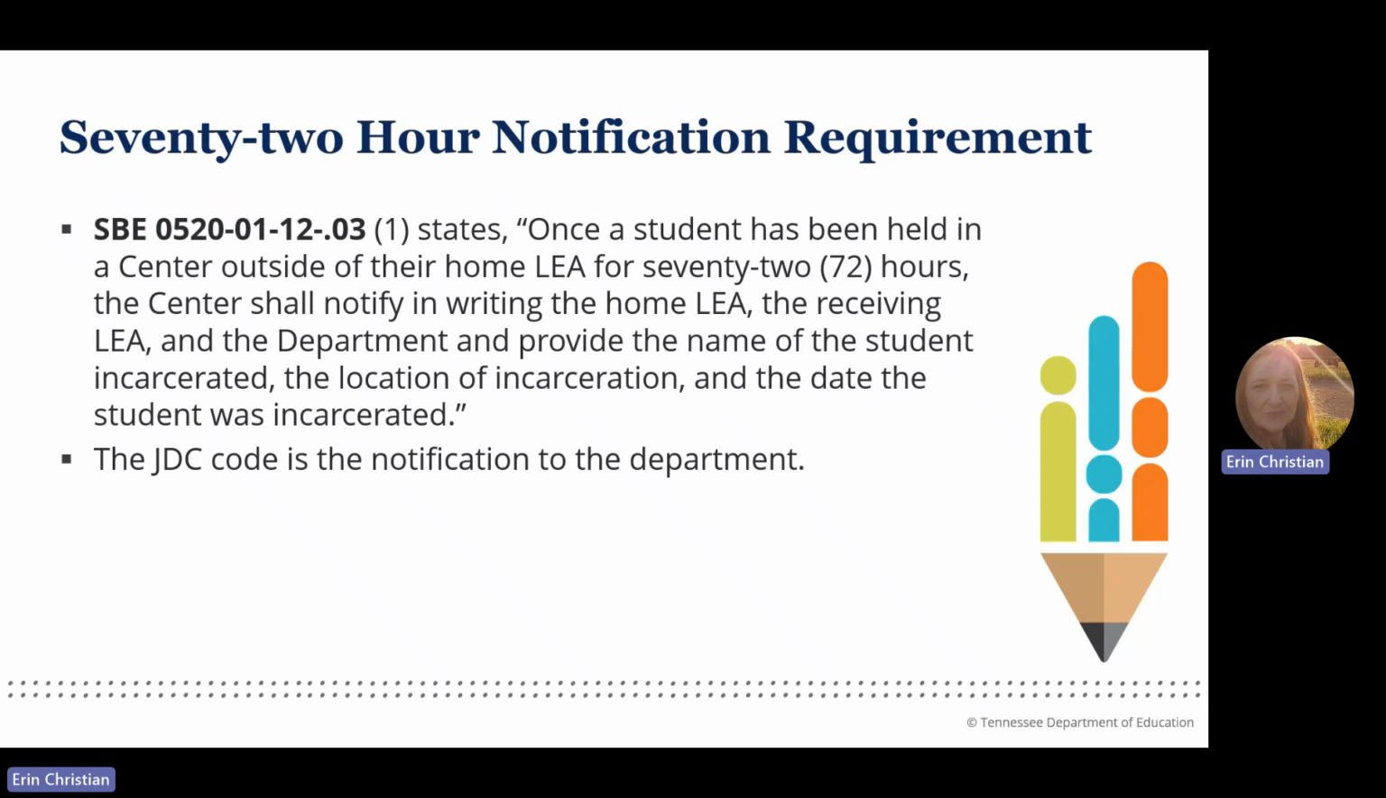There is a 72-hour notification requirement. SBE 0520-01-12-.03(1) states, once a student has been held in a center outside of their home LEA for 72 hours, the center shall notify in writing the home LEA, the receiving LEA, and the department, and provide the name of the student incarcerated, the location of incarceration, and the date the student was incarcerated. The JDC code is the notification to the department.